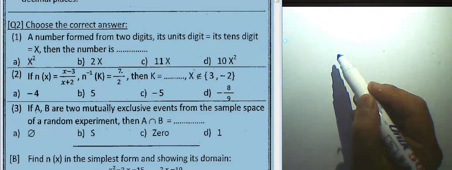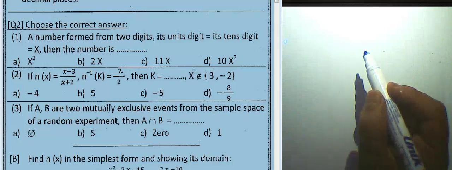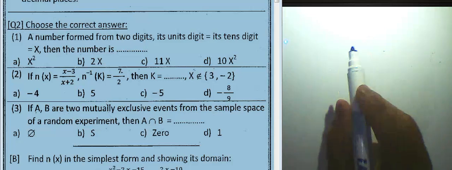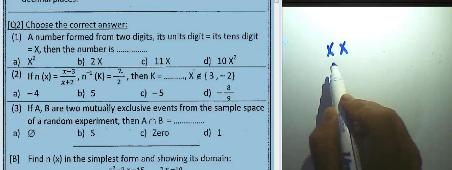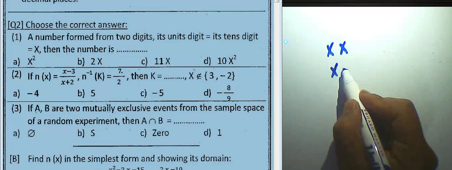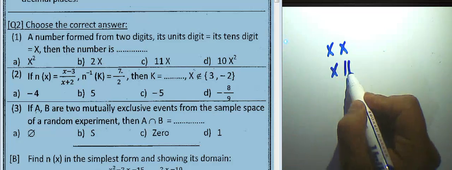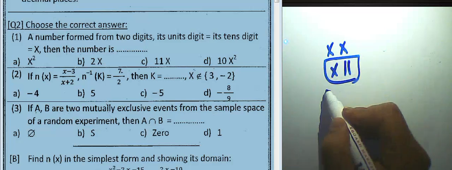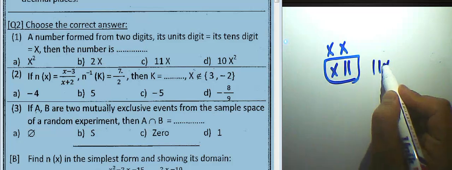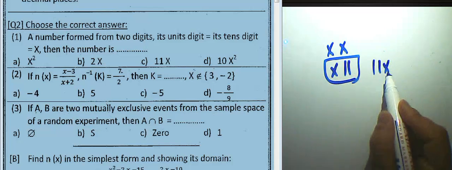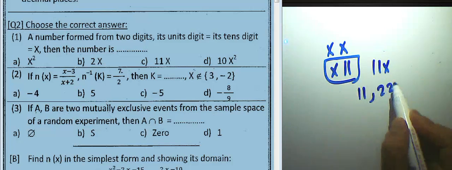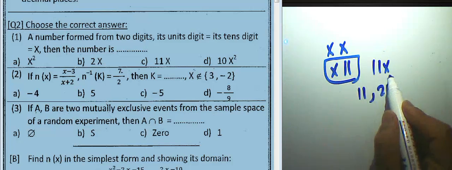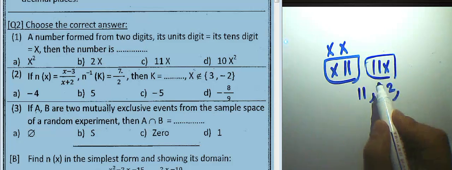Look here at the units and tens. They are the same, such that x and x. We can write here x multiplied by 11. So the result will be 11x. Because if you put here 1, the result will be 11. Put 2, the result will be 22. Put 3, 3 times 11, because 11x means 11 times x.